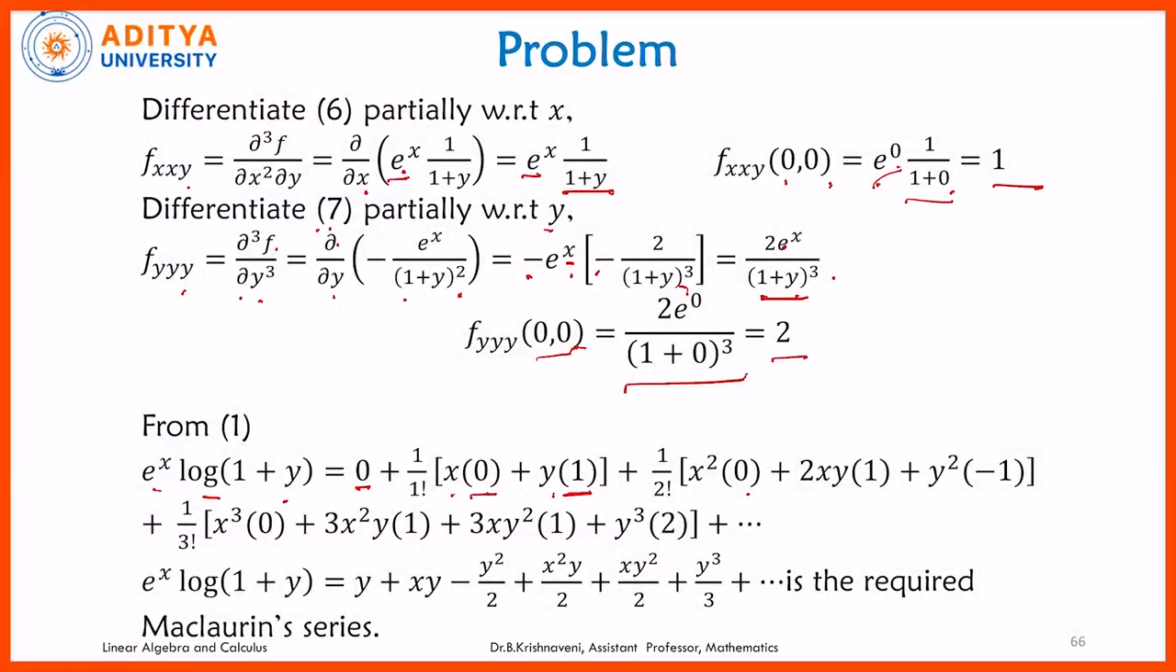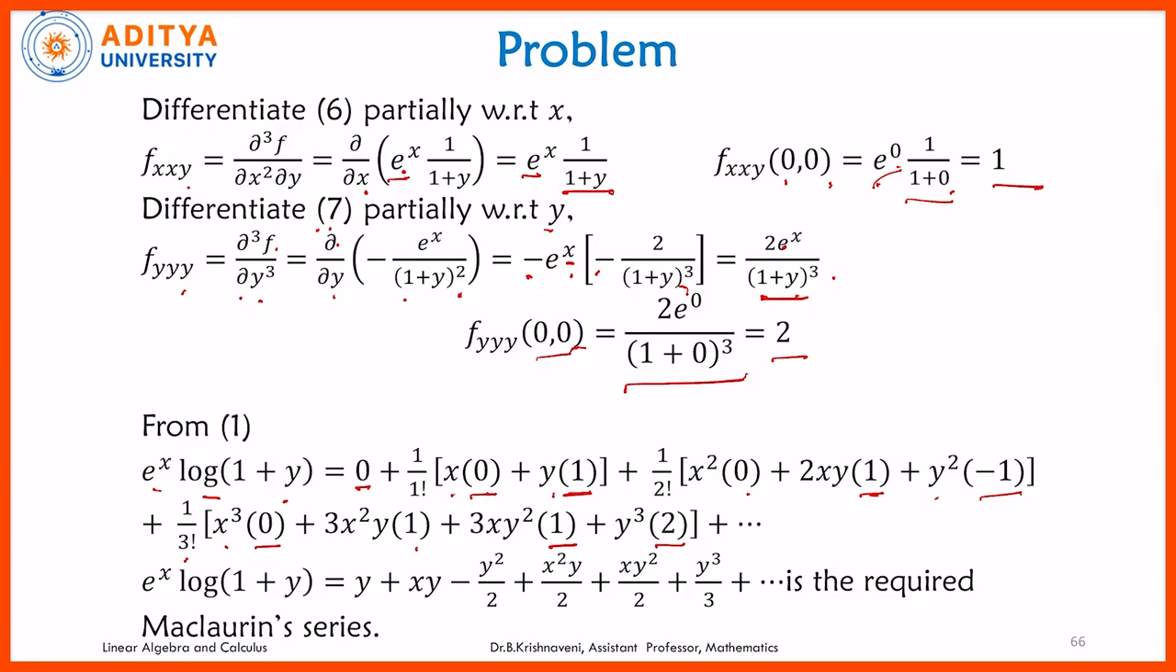Next, 2xy into fxy(0,0), which is 1, plus y² fyy(0,0), which is minus 1, plus 1/3! into [x³ fxxx(0,0), which is 0, plus 3x²y fxxy, which is 1, plus 3xy² fxyy, which is minus 1, plus y³ into fyyy(0,0), which is 2].